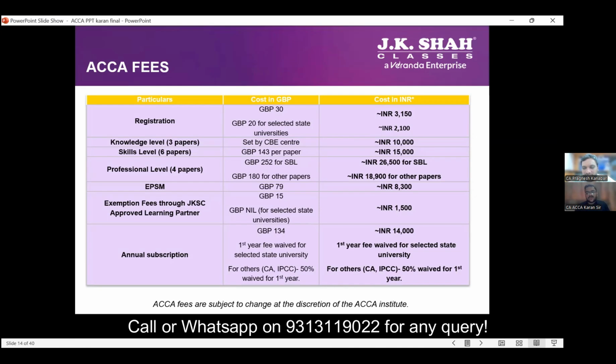Students who get ranks are also awarded cash prizes from JK Shah Classes as well as from the ACCA Institute. I have personally seen that people who are actually getting ranks from India are chartered accountants only. Because of their previous experience, if you get a rank in ACCA, then you get some cash rewards from the ACCA Institute as well as from JK Shah Classes. So that will further subsidize your cost.